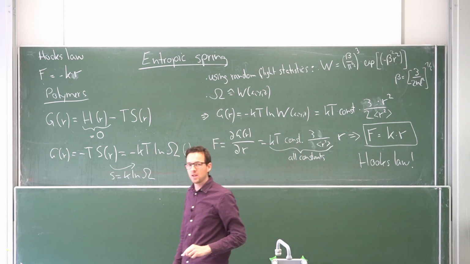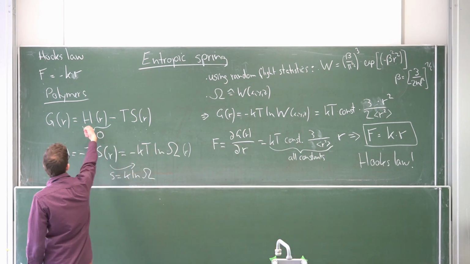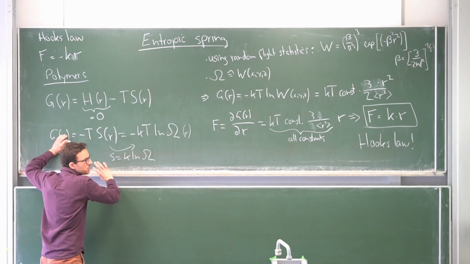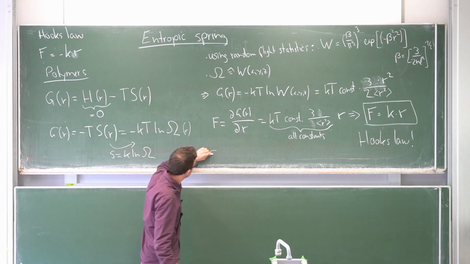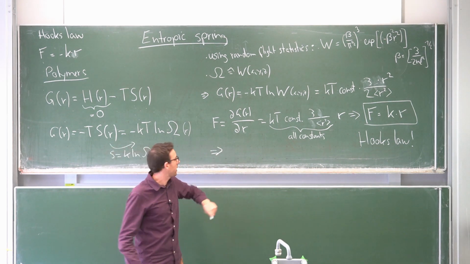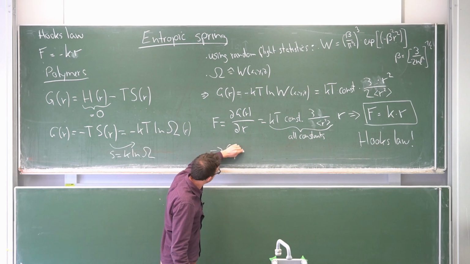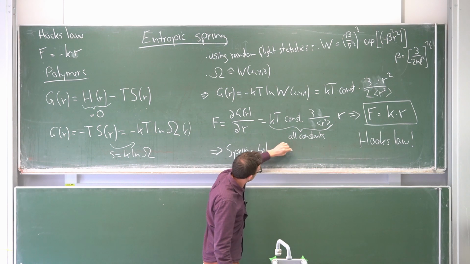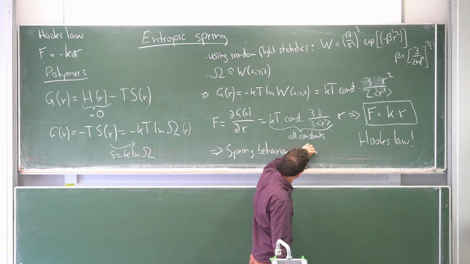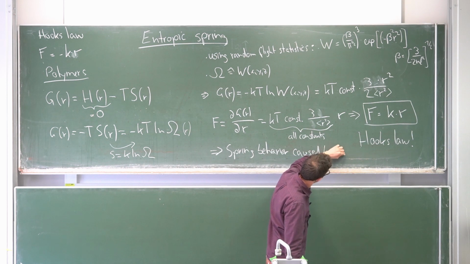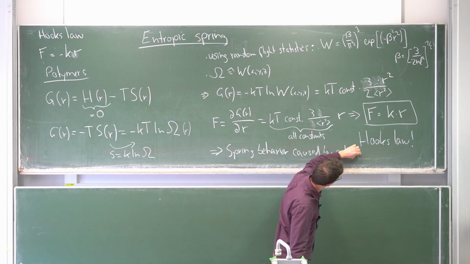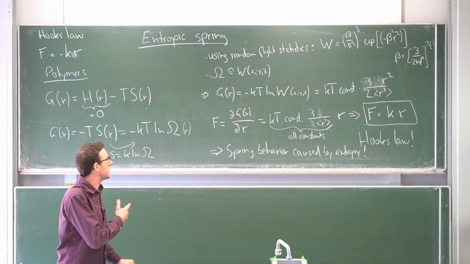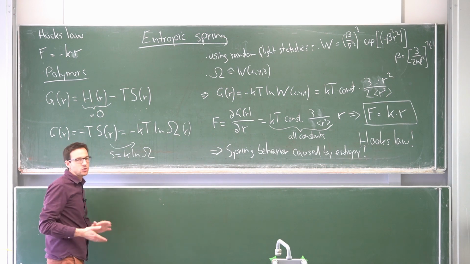Only considering entropy. Note, because we've set H to 0 here. And that means that the spring behavior of an elastomer is caused by entropy. Okay, with this simple consideration, we can see this, not simply because we ignored H.